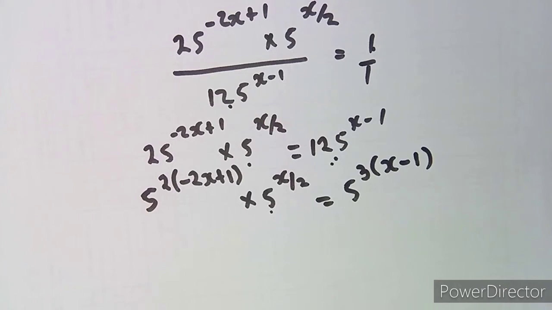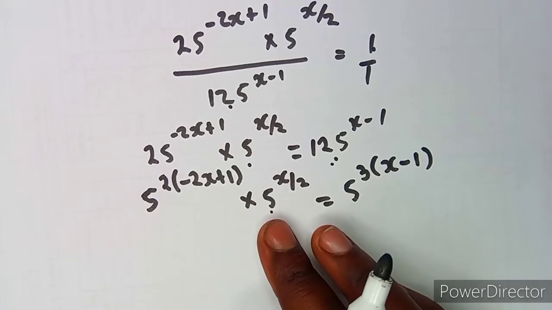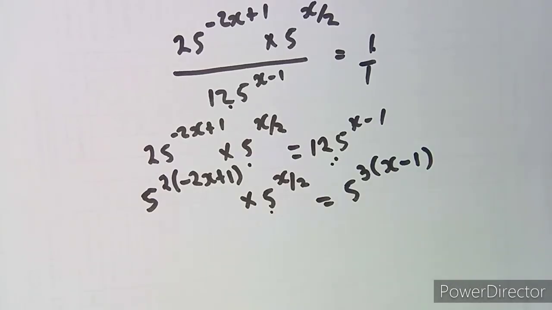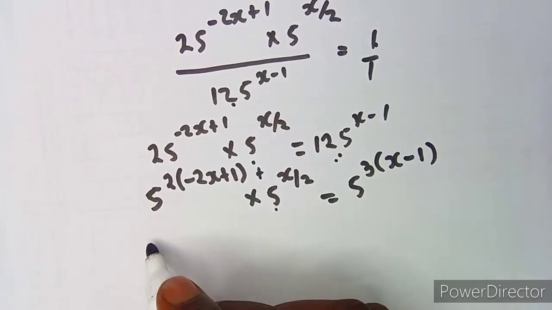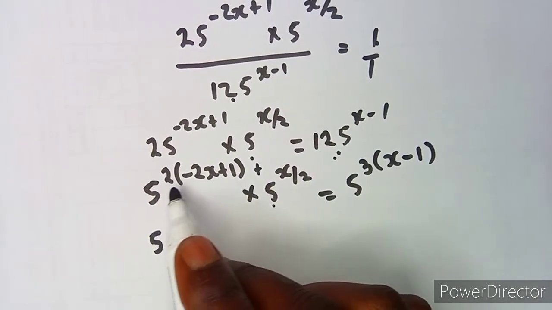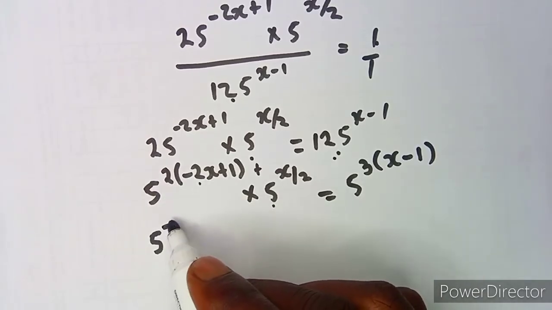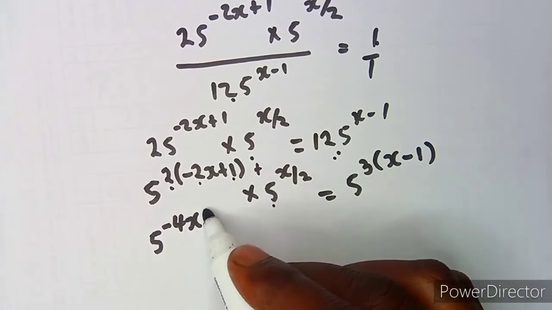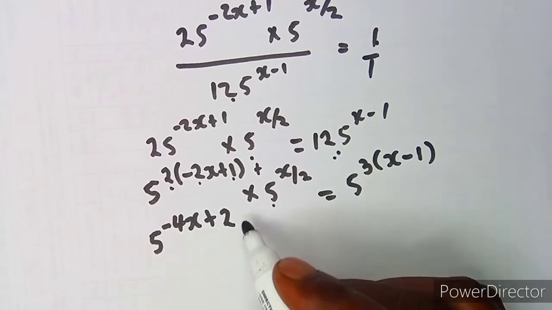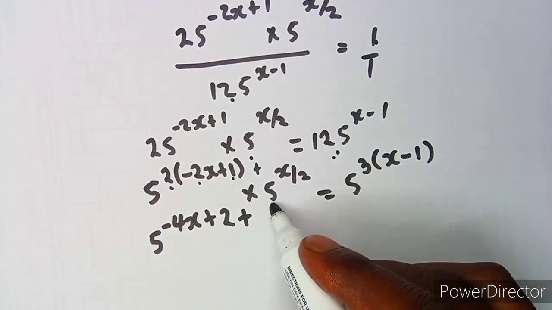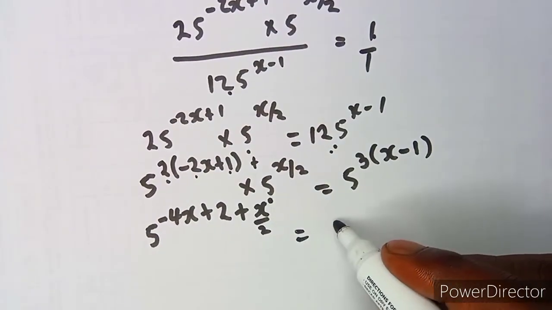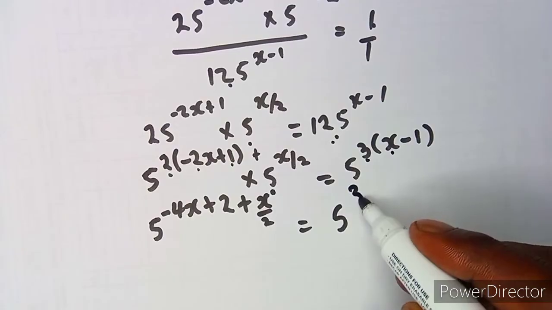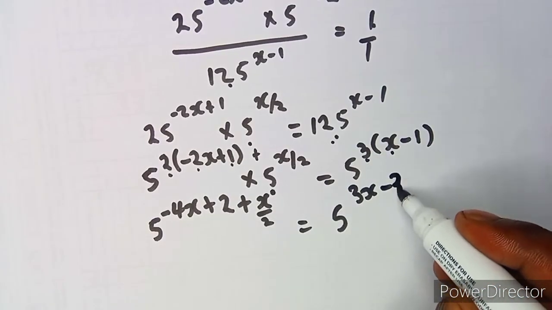If we take note in this case, we have a condition where we are multiplying and the bases are the same. And we know from our laws that we have to add the exponents. So we are going to have 5 to the exponent of, let's simplify, 2 into minus 2x, which is minus 4x, 2 into 1, which is positive 2, plus, because we are multiplying by 5 to the exponent of x over 2, plus x over 2, which is equivalent to 5 to the exponent of 3 into x, which is 3x, 3 into minus 1, which is minus 3.